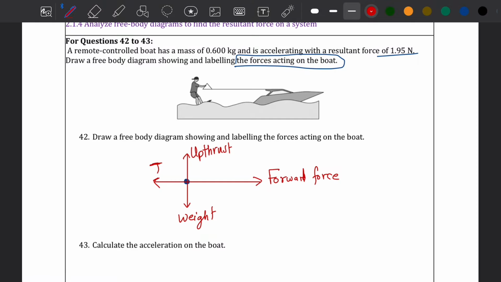Then it's asking us to calculate the acceleration. Acceleration is F net over mass. They said that the resultant force, or F net, is 1.95 and the mass of the boat is given as 0.6. Straightforward, we just substitute, we get the answer as 3.25 meter per second squared.